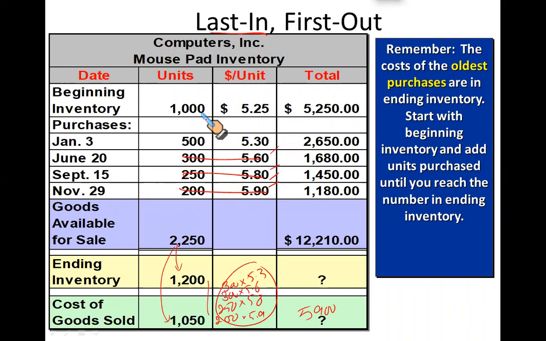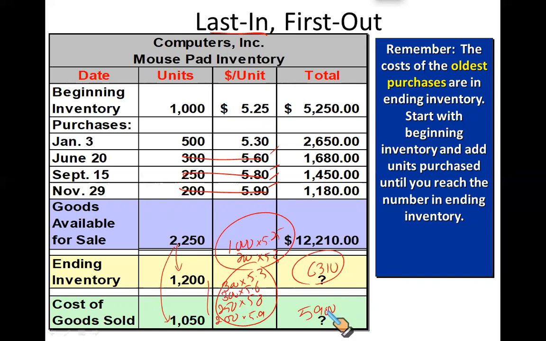Now, ending inventory will consist of the oldest costs. Of 1200 items, 1000 items will be at the earliest price, 5.25. And the remaining 200 will be valued at the rate of 5.30. So remember, your latest costs are charged out first, and your oldest costs become part of your closing stock. So when you multiply, you should get 6310. This is the value of your ending inventory under LIFO.